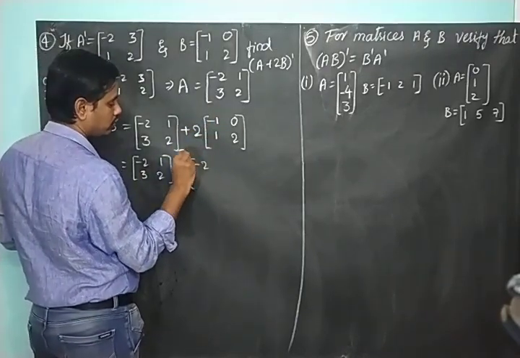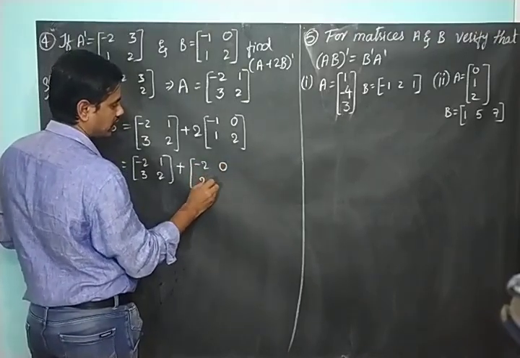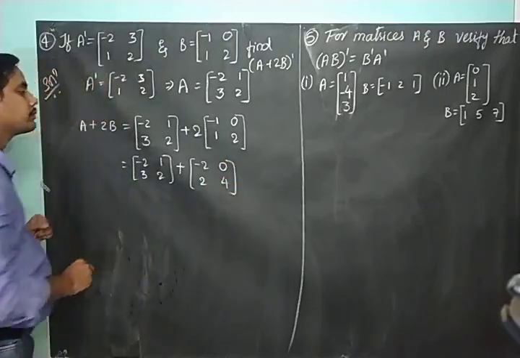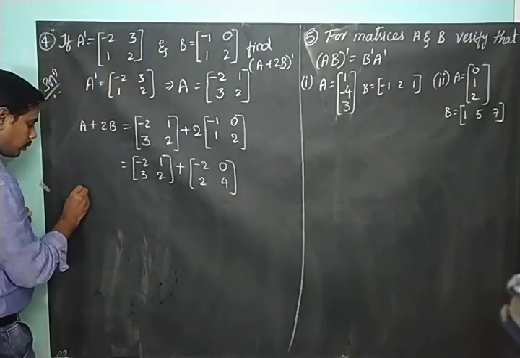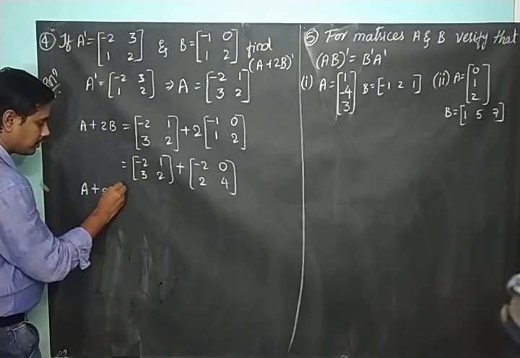Minus 2. 2 into 0 is 0. 2 into 1 is plus 2. 2 into 2 is 4. This is scalar multiplication. Now what will be A plus 2B?